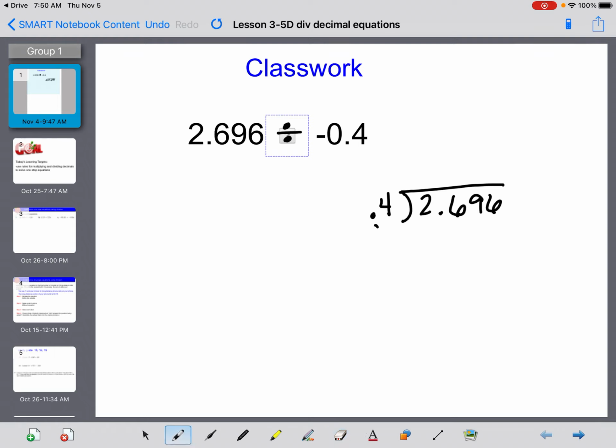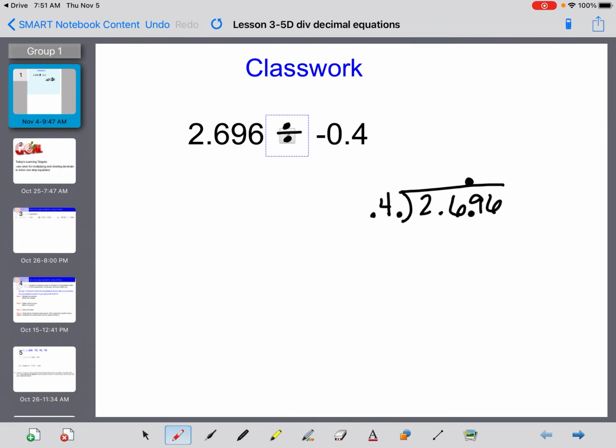I know that I cannot have a decimal in my divisor, so I move the decimal one place to the right so that it is right next to the division bracket. I do the same thing to my dividend, and I scooch it one place over to the right. I place my decimal straight up from there where my answer will go. Now I'm ready to solve using regular division.